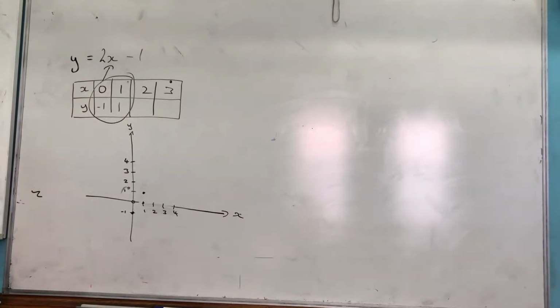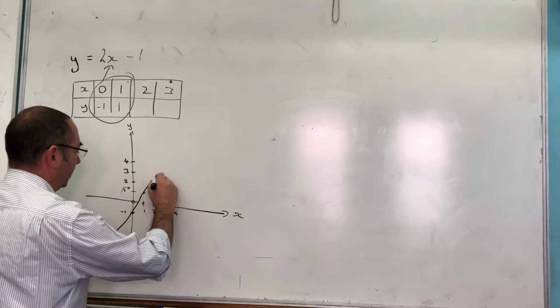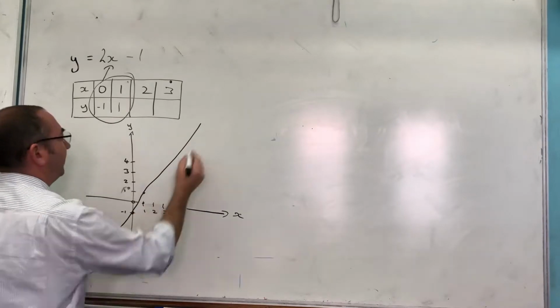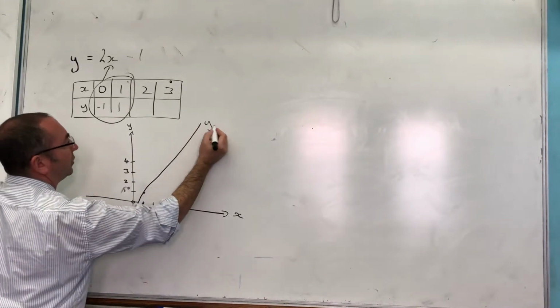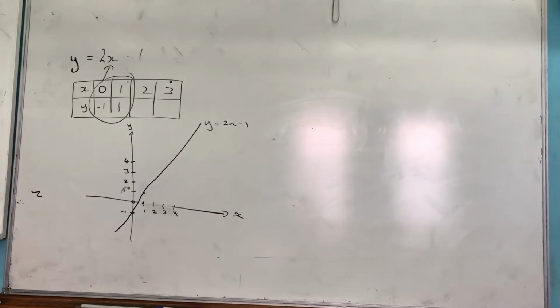And not having a ruler, I'm going to do it by hand. So the graph of this line, which is y equals 2x minus 1, looks something like that. Hopefully neater with you guys with rulers and pages and so on.